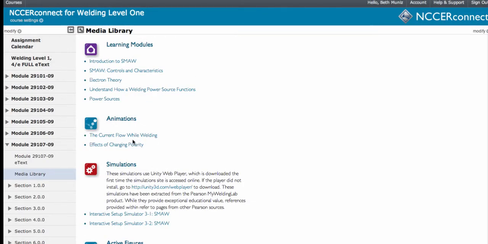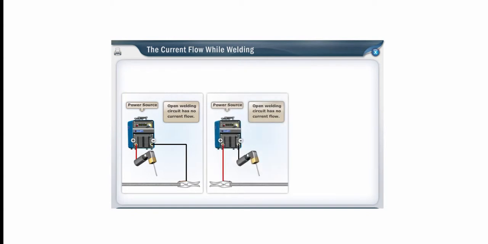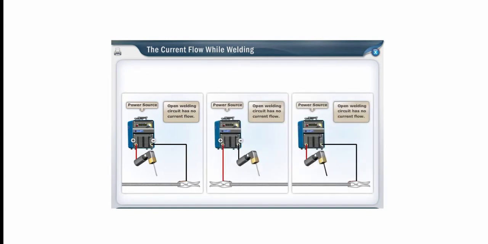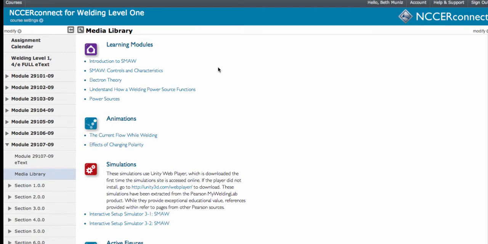Underneath the learning modules, here you'll see some new animations that we've added to our welding course. Of the current flow while welding. The arc and its resulting noise and light are audible and visual signs of the welding current being conducted across the arc. Now, a lot of these animations have been pulled over from other Pearson resources. So they're brand new for NCCERconnect, so absolutely make sure you show them to your customers.